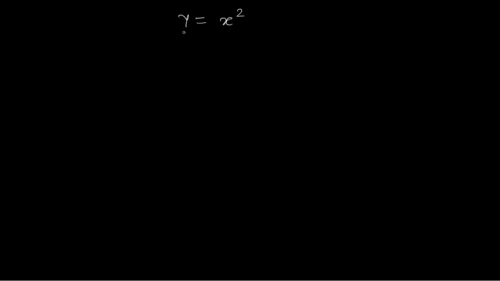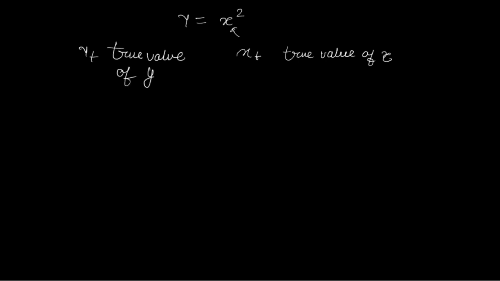Now let's say that y is a computed quantity and x is the measured quantity, and the relation between y and x is a non-linear one. And again say xt represents the true value of x and yt the true value of y, and dy the error in y and dx the error in x.